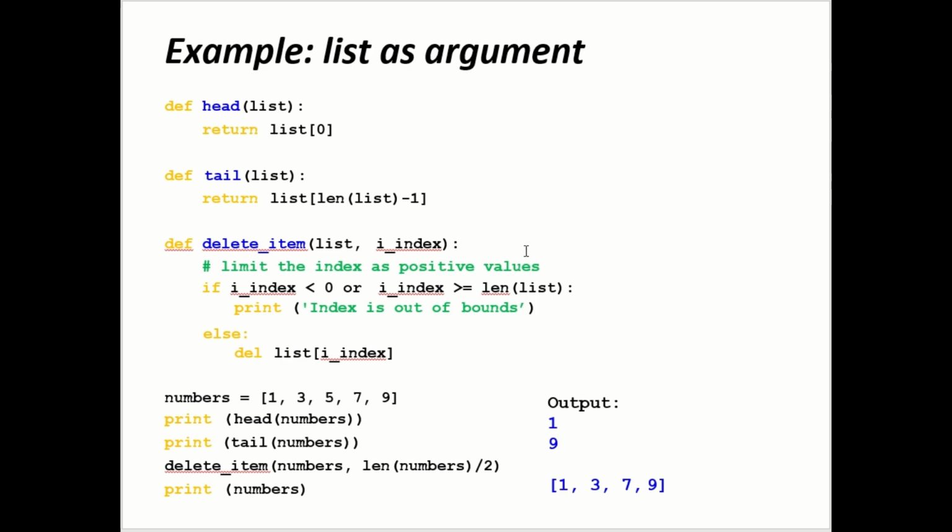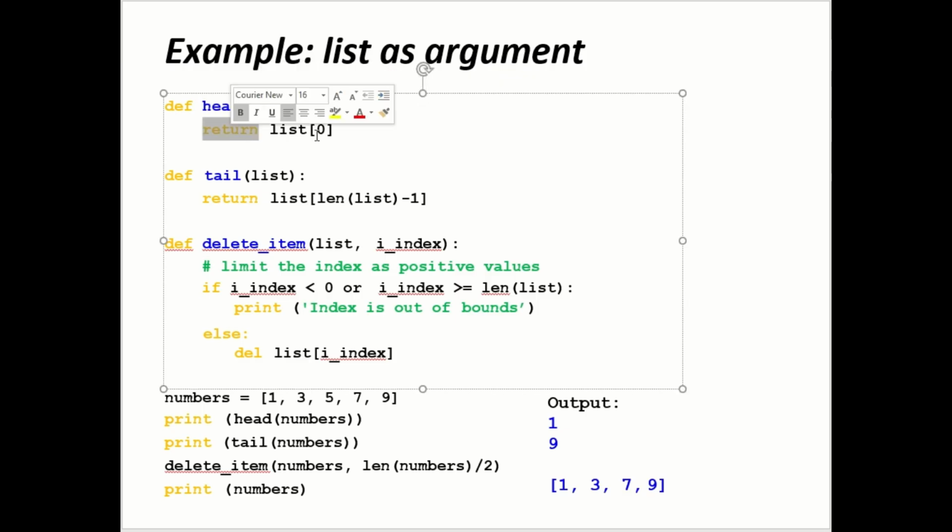So using the list as an argument, we can take another look, putting them in functions. Here, we've got a list numbers. We're going to call head function, tail function, passing that list as the argument. We can go up here to see what is being done. For the function head, it takes a list and returns the 0th element, so the leftmost, the first.